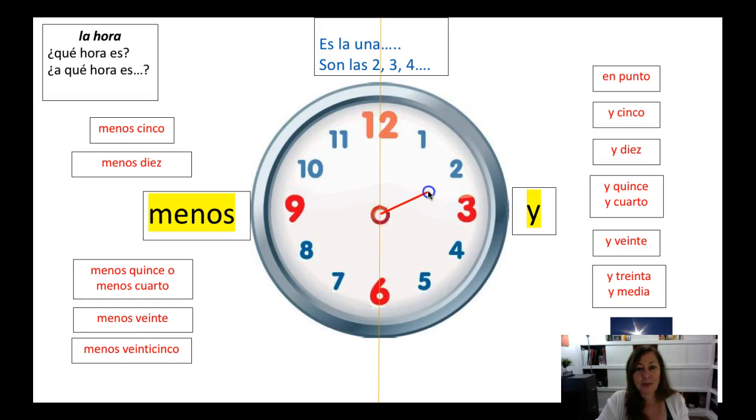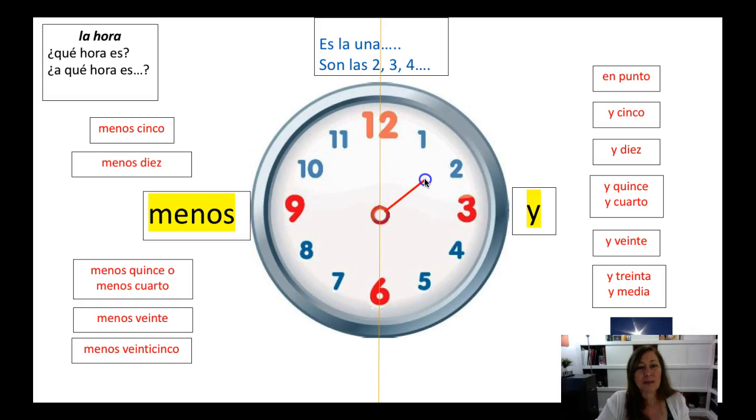Let's look at another example. I need to move that hour hand a little bit. Here we go. So, what would you say? Well, it's 2:40, but that's kind of like 3 minus 20, because 3 is going to be the next hour. And so you'd say, son las 3 menos 20. Otro ejemplo. How about here? It's 4:50, but it's actually like 5 minus 10. Son las 5 menos 10.